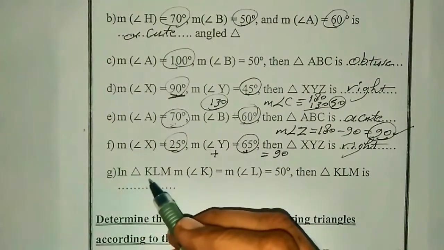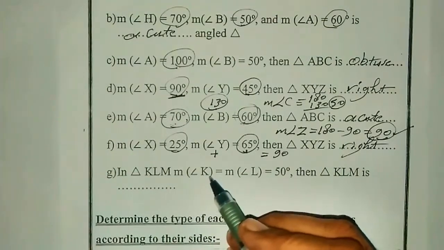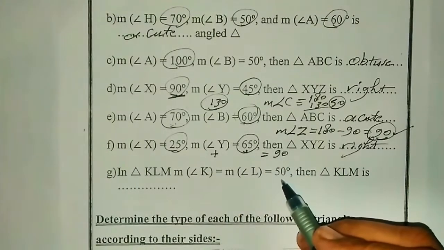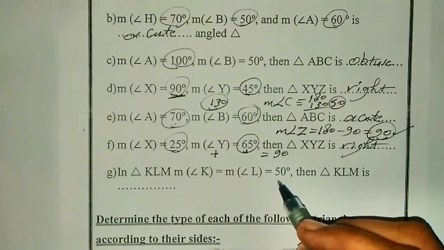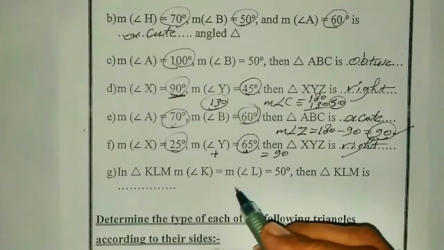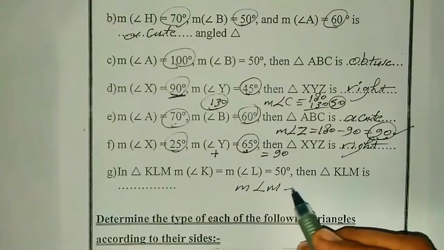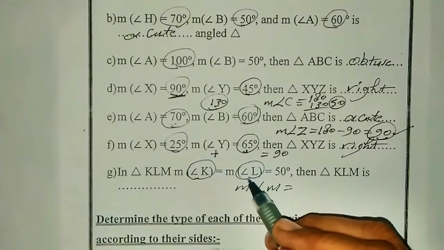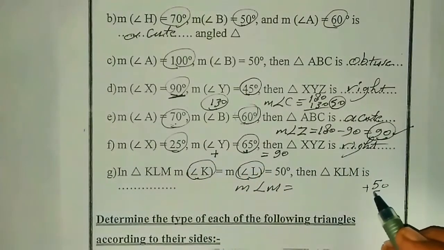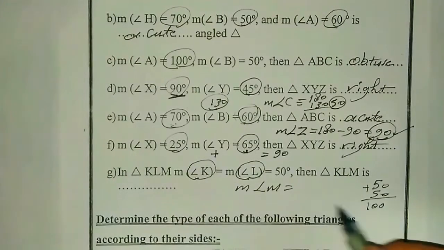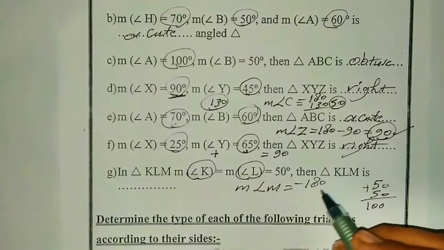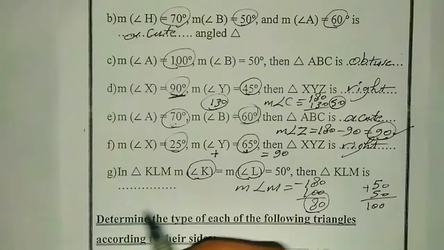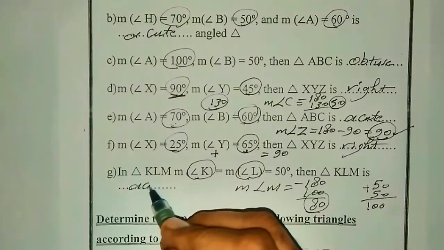Number G, in triangle KLM, measure of angle K equals measure of angle L equals 50. Each one is equal to 50 degrees. Then we have to know the third angle, which is M. Measure of angle M equals, first we add the measure of angle K and the measure of angle L. 50 plus 50 equals 100. Then measure of angle M, 180 minus 100 equals 80. We have 80, 50, 50. Then the triangle is acute.